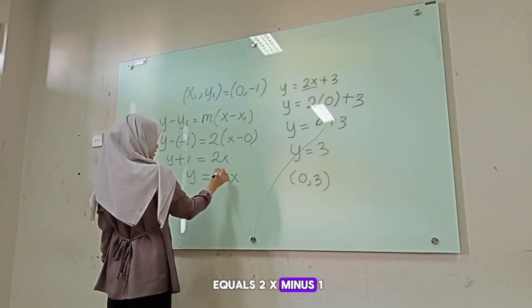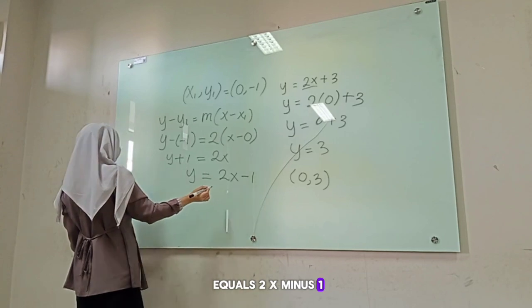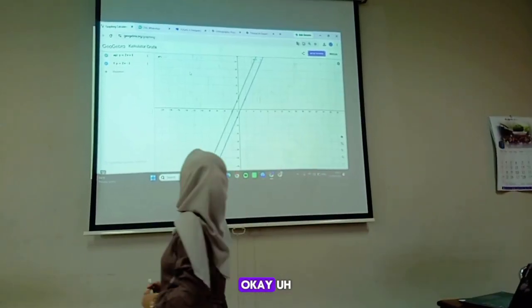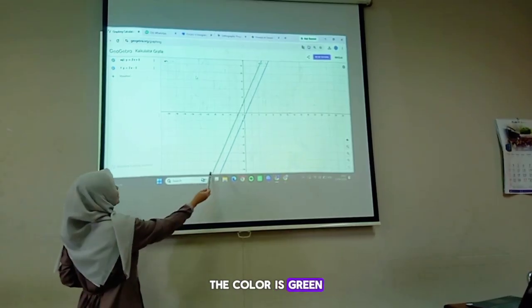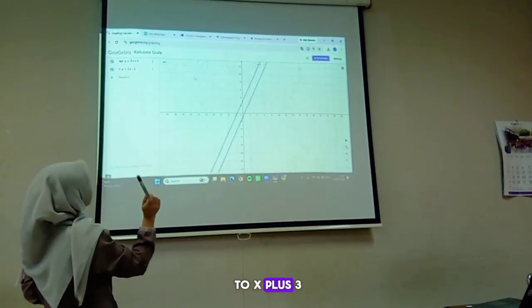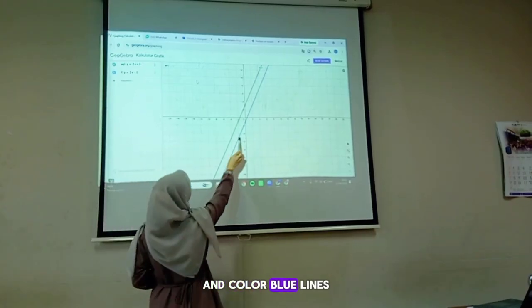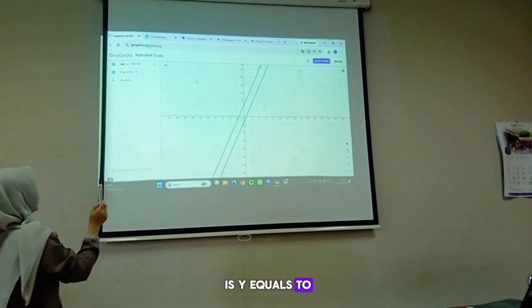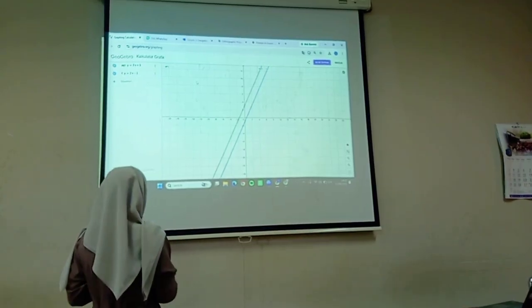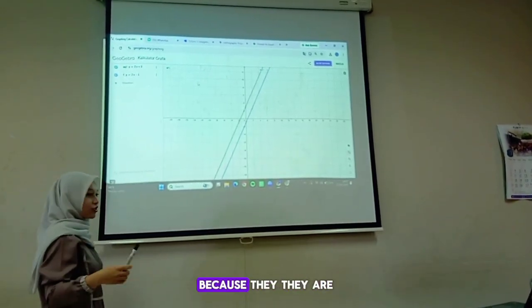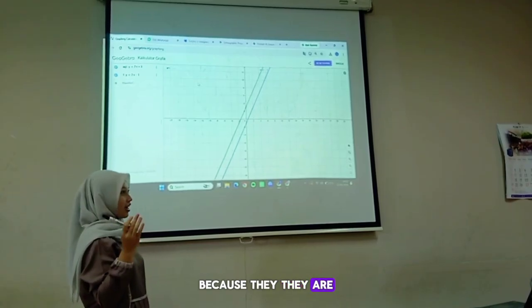The result is y equals 2x minus 1. Let's type it into GeoGebra. Okay, the color is green. The line is y equals 2x plus 3, and color blue, the line is y equals 2x minus 1. So it is concluded the two lines are parallel because they have the same gradient.